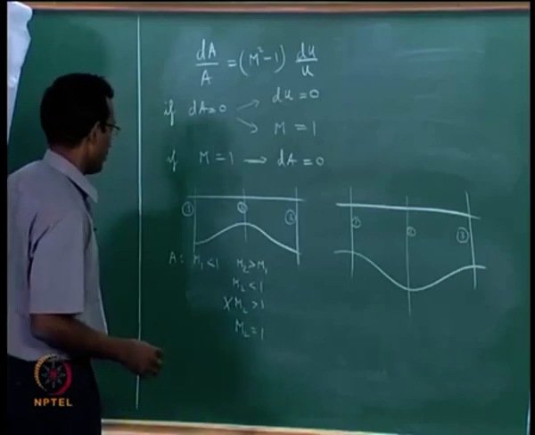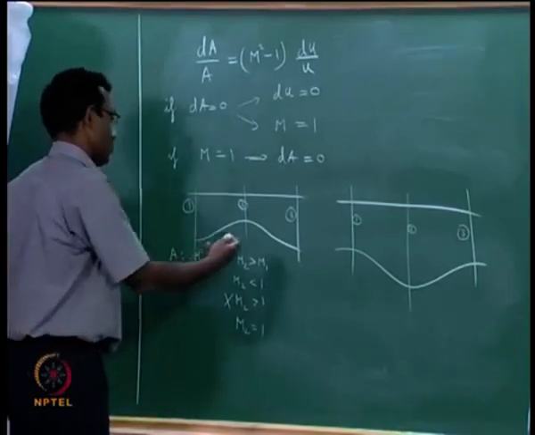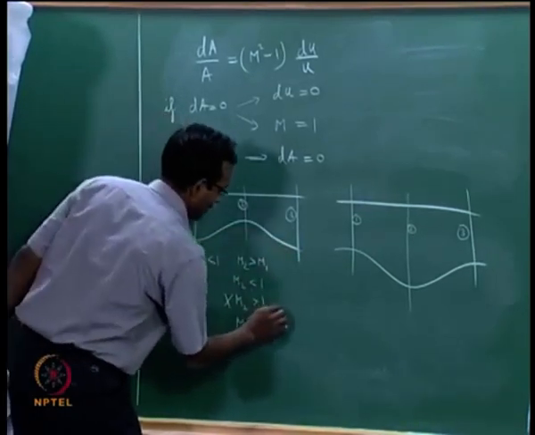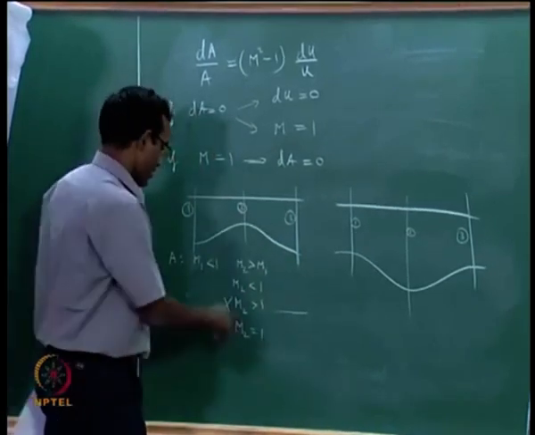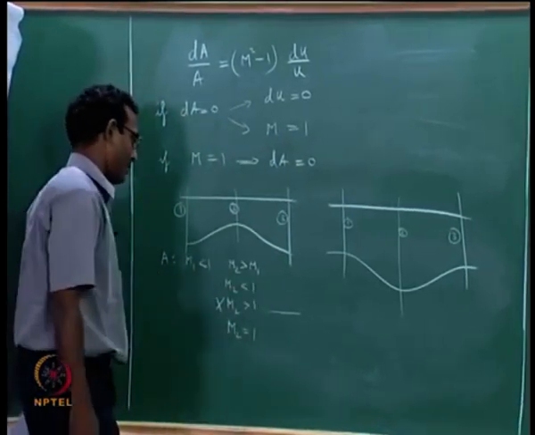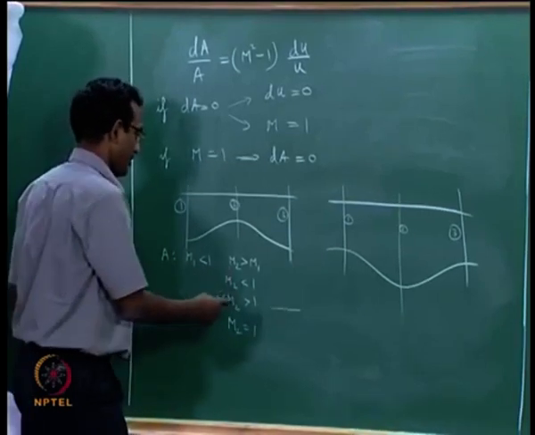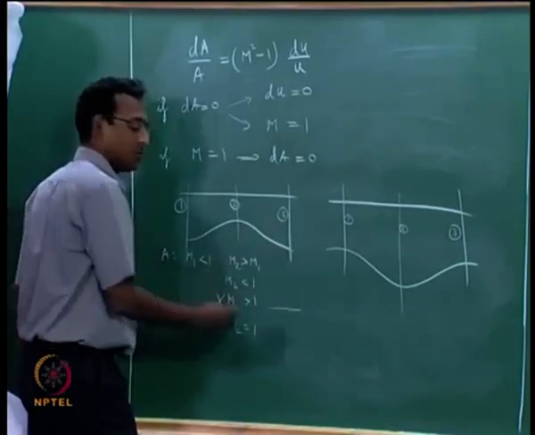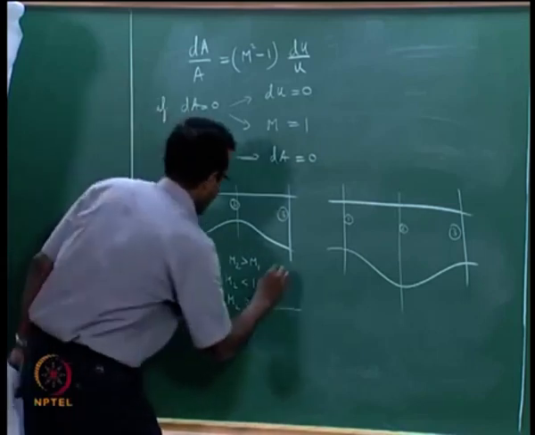Now let us go back and look at what happens to 3. This we will not consider, this will not be a possible case. What about when M2 is less than 1, which is the only case that is possible? What will happen to M3 in terms of M2? M3 less than M2.